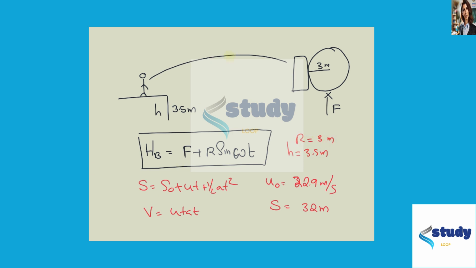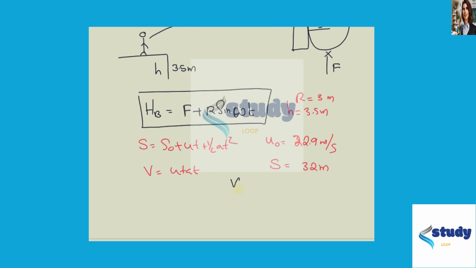So these are all the given values. When he throws this ball, the maximum speed of the ball will be the initial speed, then it will go down to the minimum. The ratio between the maximum and minimum, u by v, is equal to 1.7.